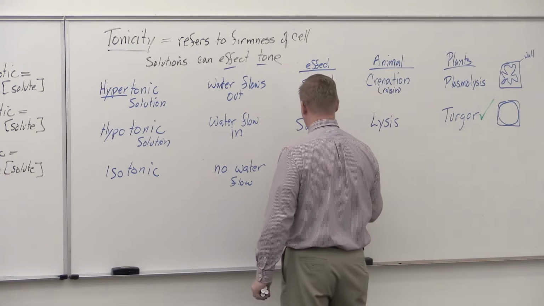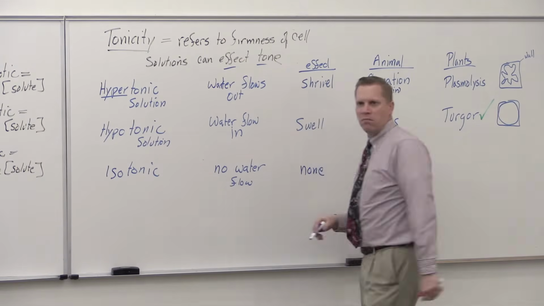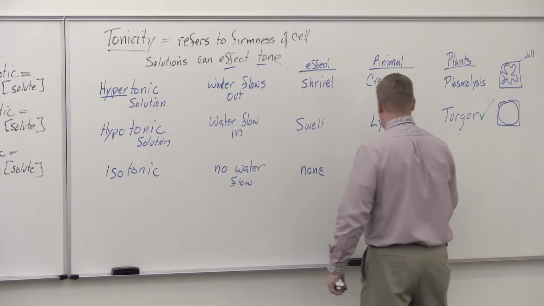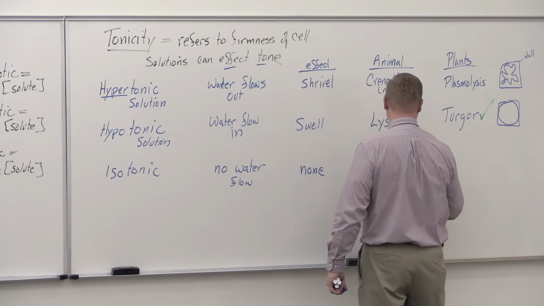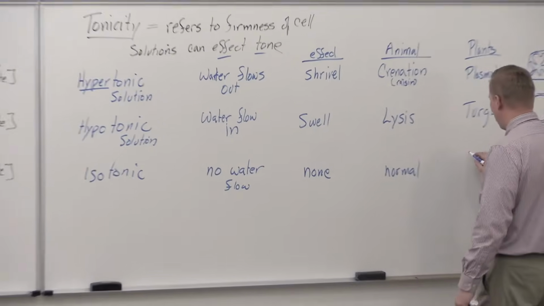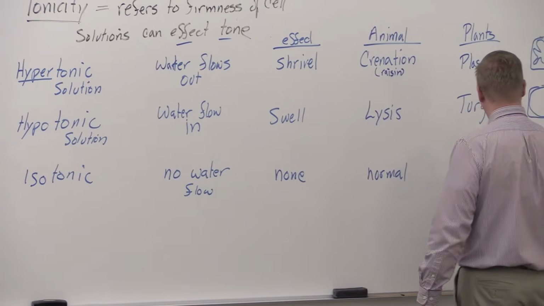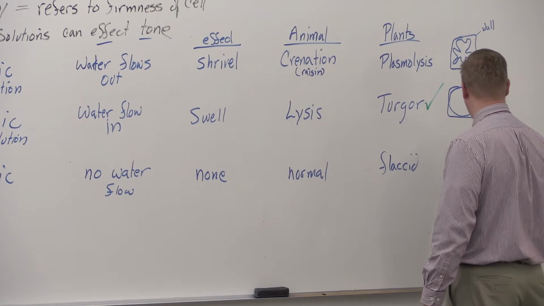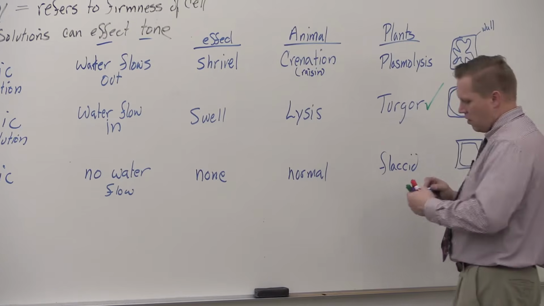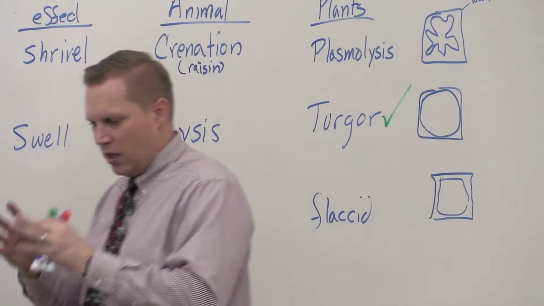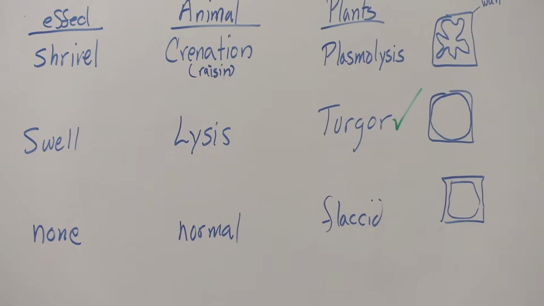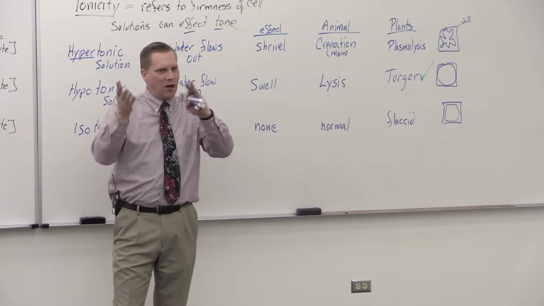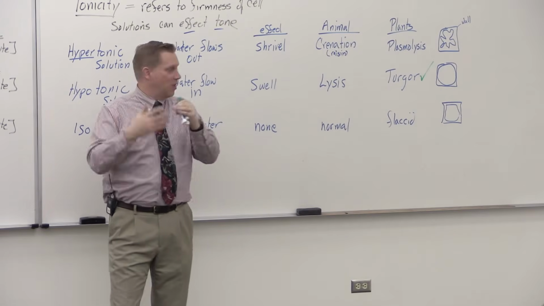So what's the effect on the cell? Well, there's none. It stays at whatever tonicity it was when it entered into that solution. In animal cells, we just call this normal. And in plant cells, we call it flaccid. The plant cell stays the same, but the cell is not swollen, it's not pushing up against the plasma membrane, so it looks a little bit like those bouncy houses when you let a little bit of air out and they become more flaccid.